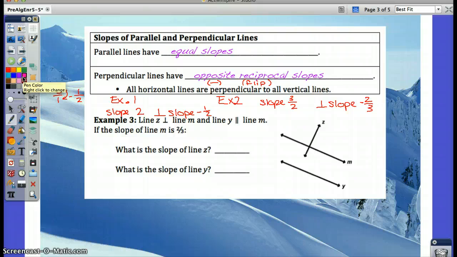So in example 3, hopefully you saw what the slope of line Z is going to be: negative 3 halves because it's perpendicular to line M. And the slope of line Y looks parallel to line M, so it's going to have the same slope, which would be 2/3.